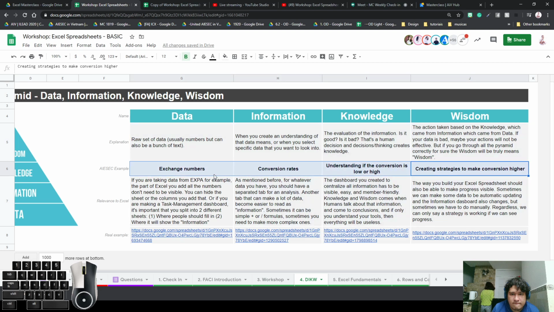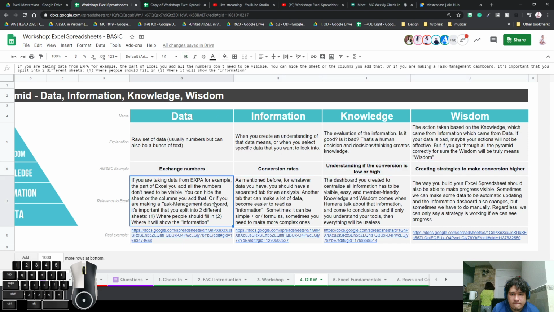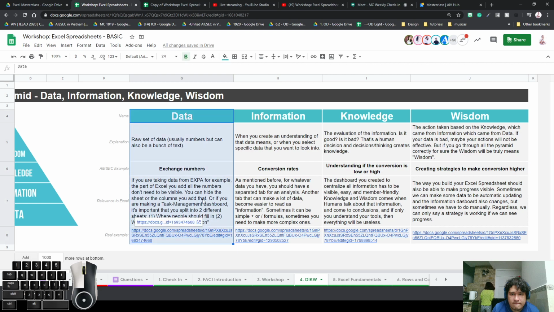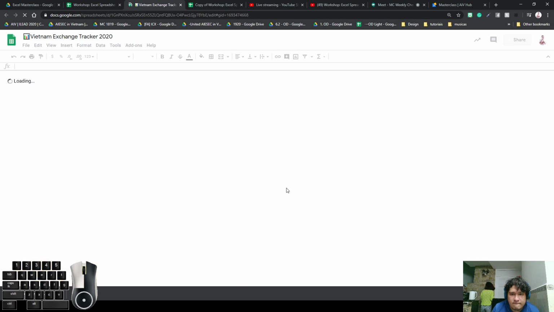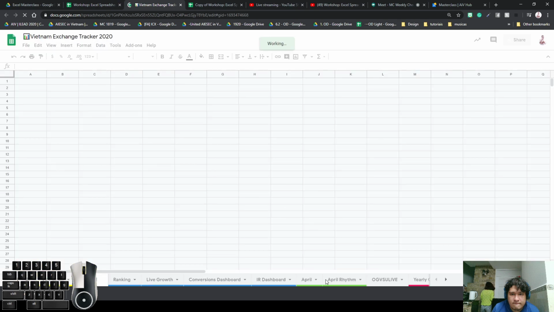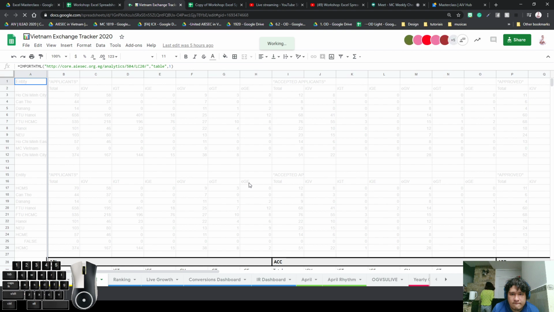the reason why I'm explaining this here is because it's important that you understand the relevance of this whenever you're creating an Excel tool. So let's go back again to data. I'm going to show you an example of data that's from the VX tracker. This is data, for example.